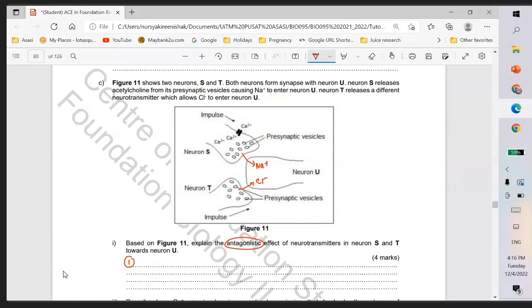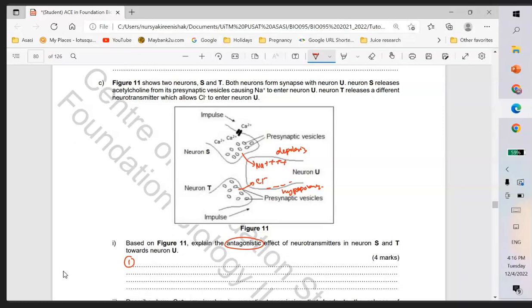My answer is neuron S releases excitatory neurotransmitter, causing neuron U to be permeable to Na+, which will lead to the depolarization of membrane potential in neuron U. While neuron T releases inhibitory neurotransmitter, causing neuron U to receive Cl- from the presynaptic vesicles of neuron T, which leads to the hyperpolarization of the membrane potential in neuron U. Okay, betul lah. Okay, so you got the full 4 marks kat situ.